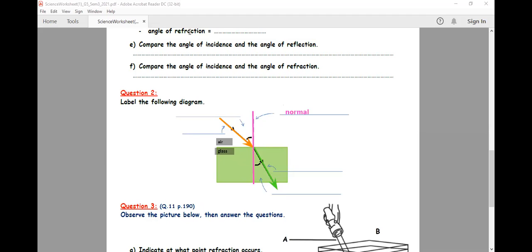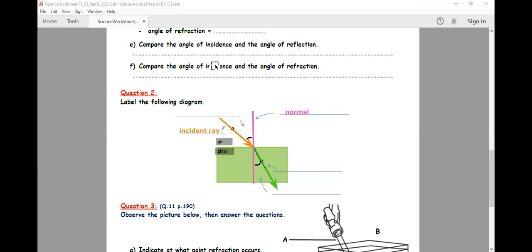What about the orange ray? Which one is this? The orange ray. It's the incident ray, because it's going down. So the orange one is the incident ray.